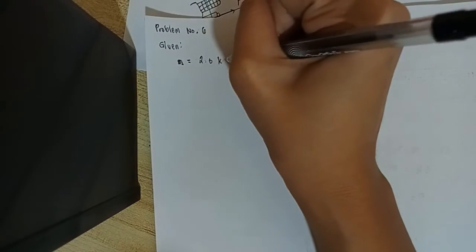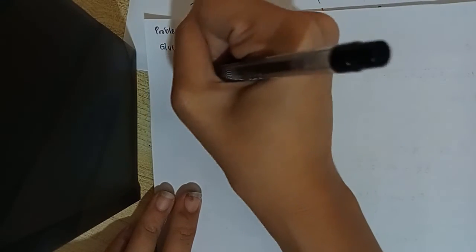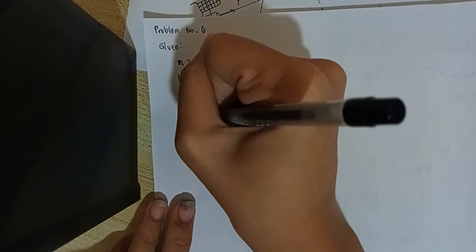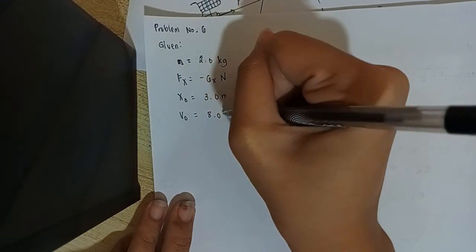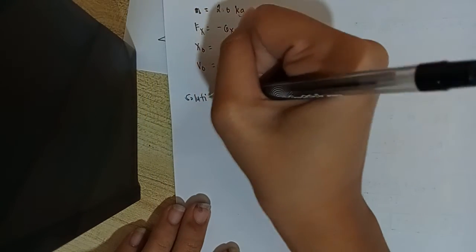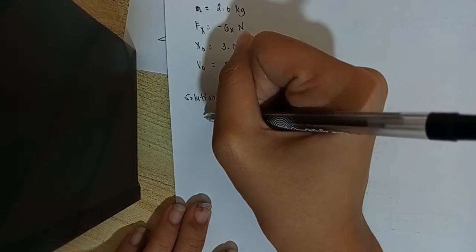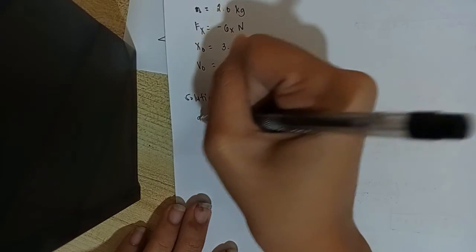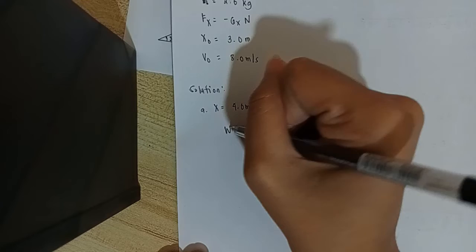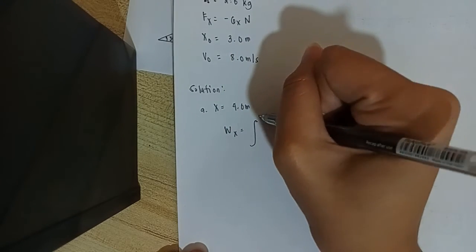Let us now solve for problem number 6. Our given mass is 2.0 kilogram. Our F sub x is negative 6x Newton. Our x sub 0 is 3.0 meter. Our v sub 0 is 8.0 meter per second. So our solution at letter A, we have our x there, which is equal to 4.0 meters.